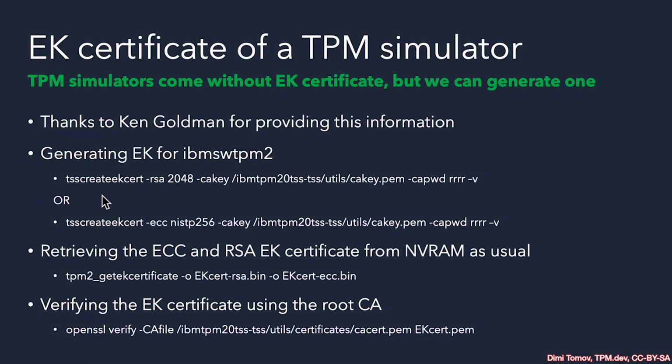Here I want to thank Ken Goldman for providing me the correct steps to achieve this. We have two options, of course. We can generate an RSA 2048-bit key or ECC P256. And depending on our needs, we have two variants of this command, which is called tss createekcert. This command is part of the IBM TSS stack and it is preloaded on our Docker lab environment. There is a password for the root CA that is 4 times lowercase r.